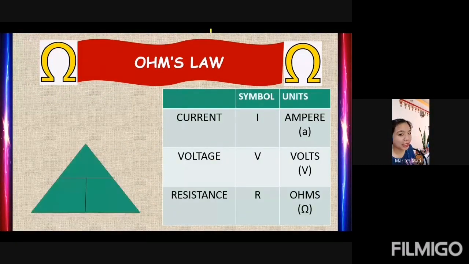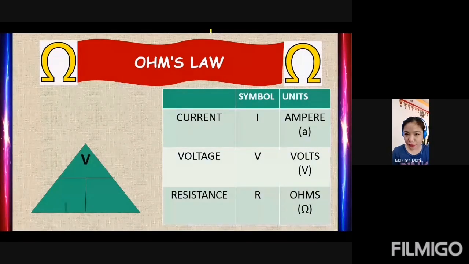Okay, para hindi tayo malito, we will be using the triangle method para madali nyo matandaan. So, V yung nasa taas, si I at saka R ang nasa baba. Diba? Kapag magkatabi sila, okay, the operation will be multiplication. So, pag V ang hinahanap natin, we will multiply current and resistance.